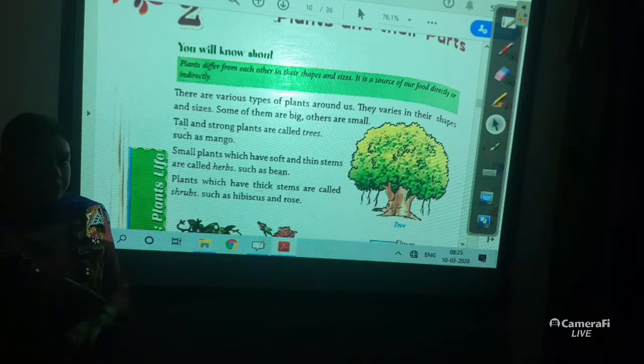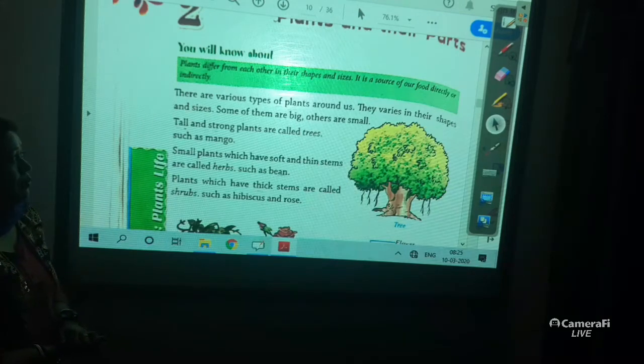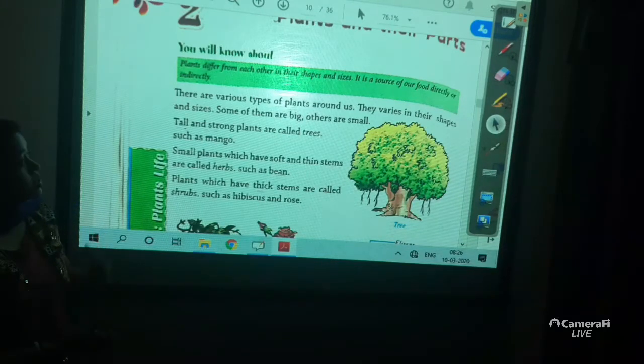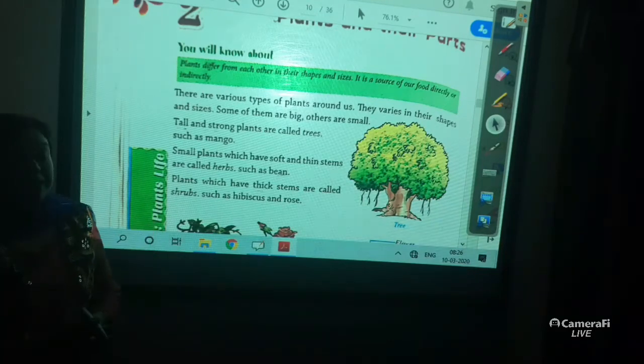There are various types of plants around us. They vary in their shapes and sizes. Some of them are big, others are small. So the different sizes of the plants, big and small, we will see around us.